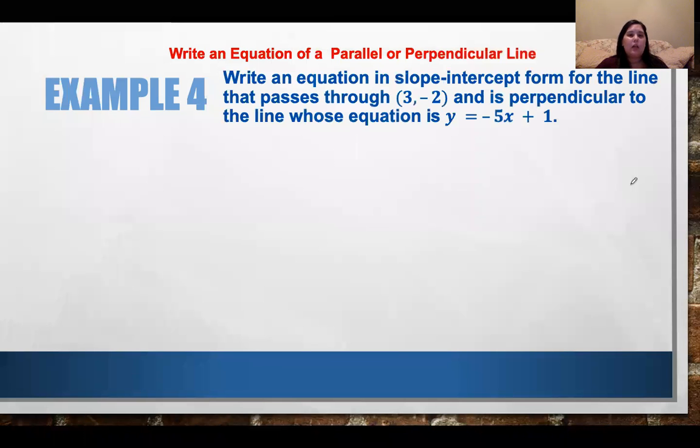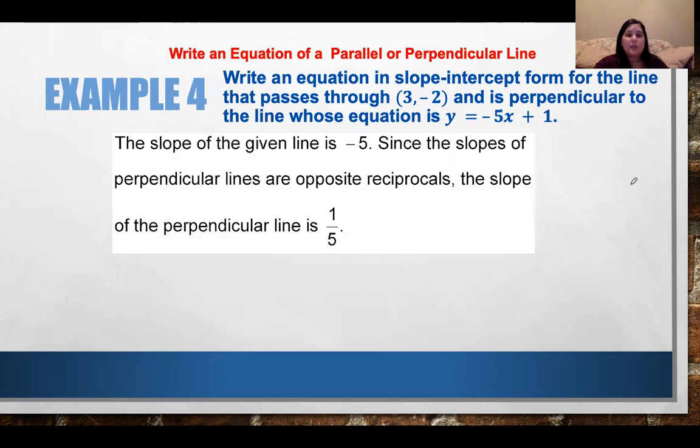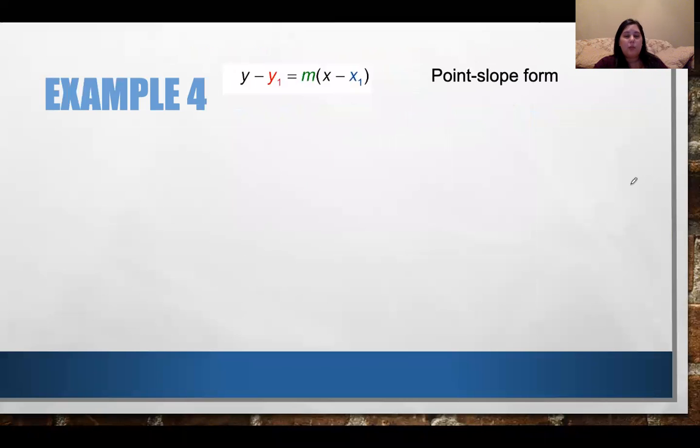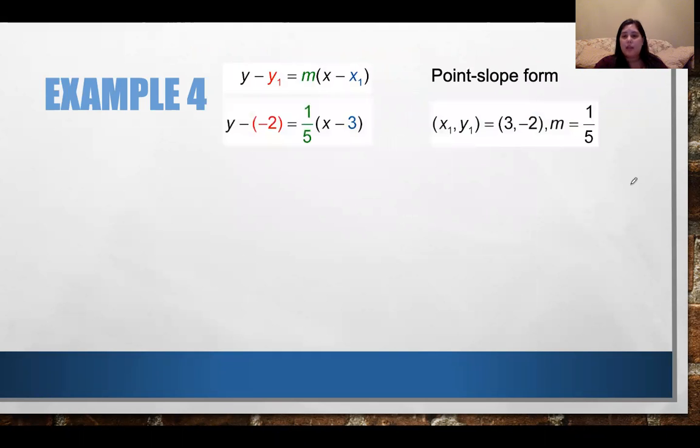So we're going to write an equation in slope-intercept form for the line that passes through (3, -2) and is perpendicular to the line whose equation is y equals -5x plus 1. So the slope of the line is given as -5. Since the slopes of perpendicular lines are opposite reciprocals, the slope of the perpendicular line is 1/5. Now we can use point slope form with the ordered pair (3, -2): 3 for x, -2 for y, and 1/5 for slope.